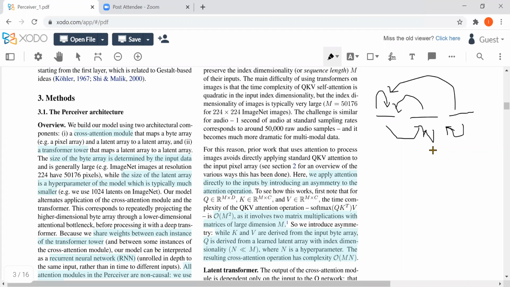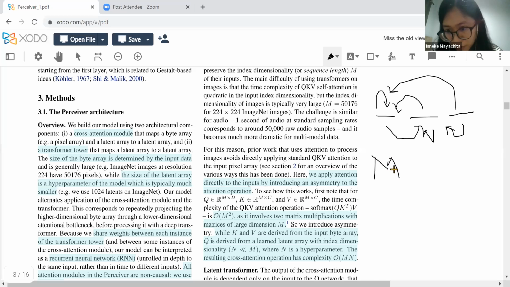Right, thanks. Okay, is that clear? Okay, so, for example, the length of the sequence is m, right? Then the complexity will be m squared.